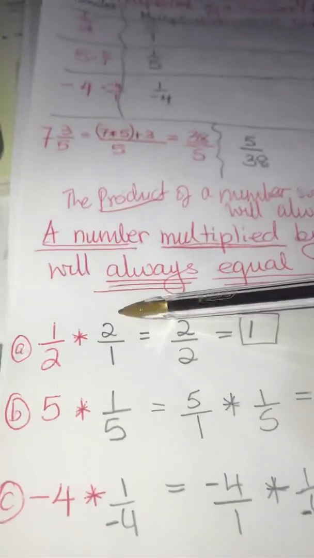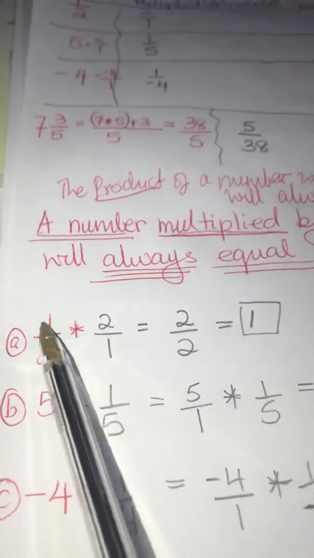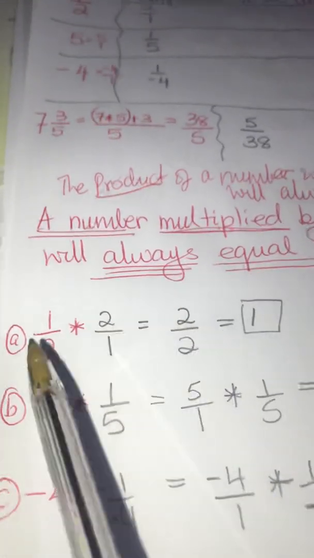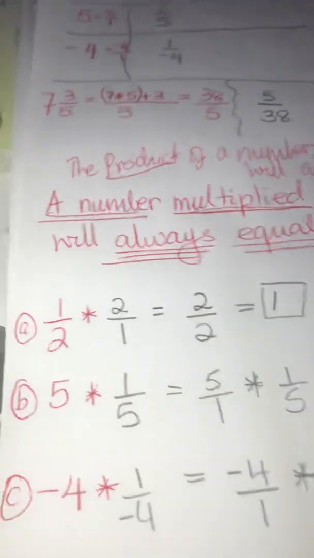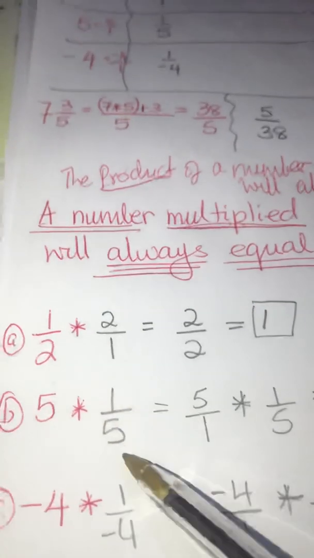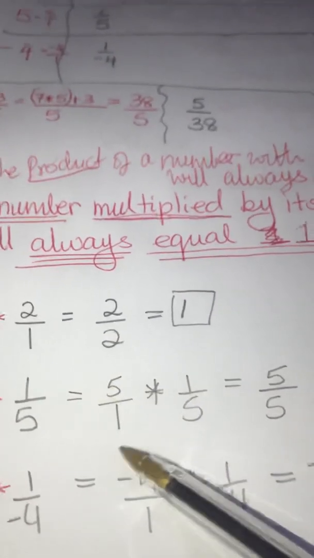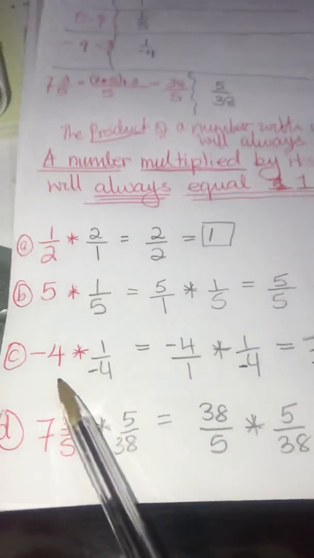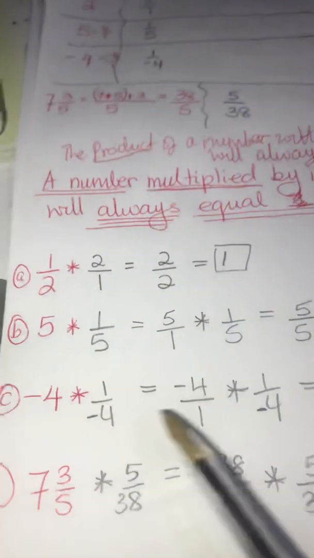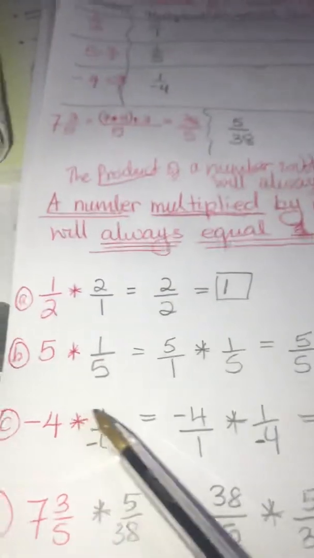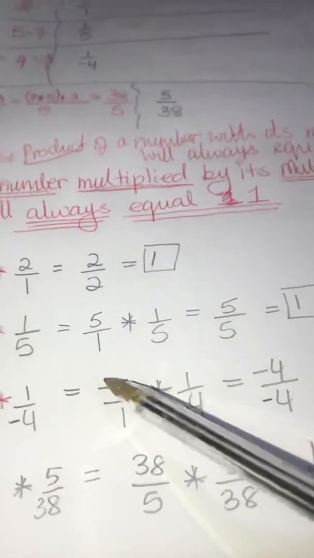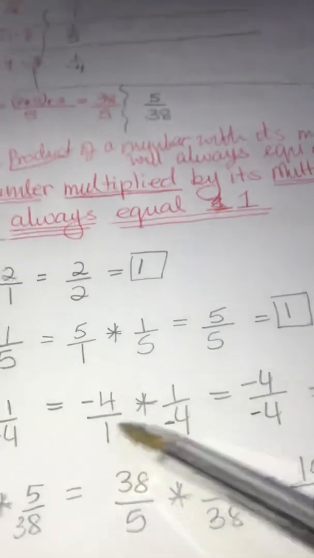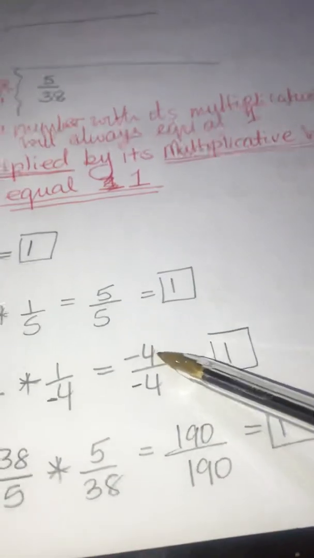Now let's see why this is true. For a half, the multiplicative inverse is 2 over 1. Remember in term 1 when we were multiplying fractions, 1 times 2 is 2, 2 times 1 is 2, 2 divided by 2 is 1. 5 times 1 over 5: 5 becomes 5 over 1, times 1 over 5, 5 over 5 equals 1. Same thing here. Negative 4 becomes negative 4 over 1. Multiply by 1 over negative 4. Negative 4 times 1 is negative 4, 1 times negative 4 is negative 4. A negative divided by a negative is a positive, 4 divided by 4 is 1.